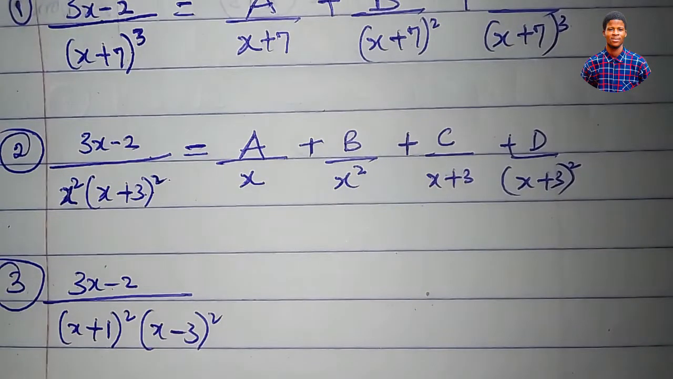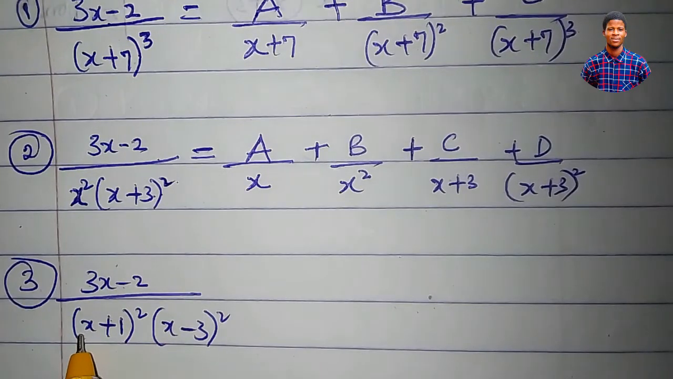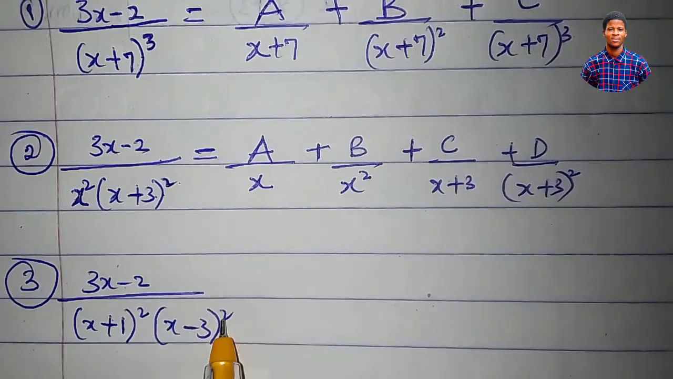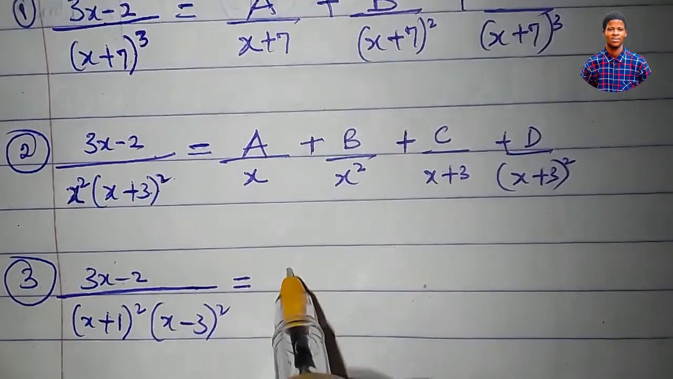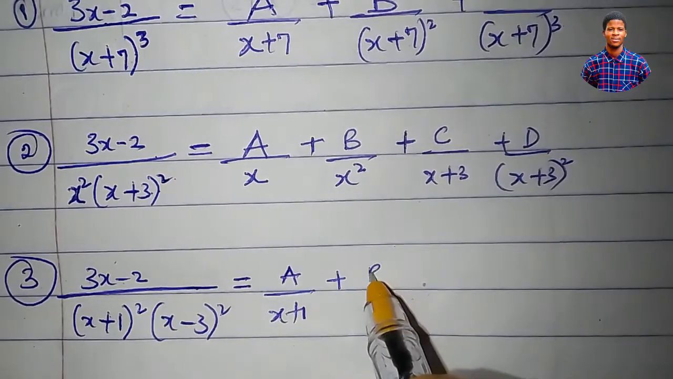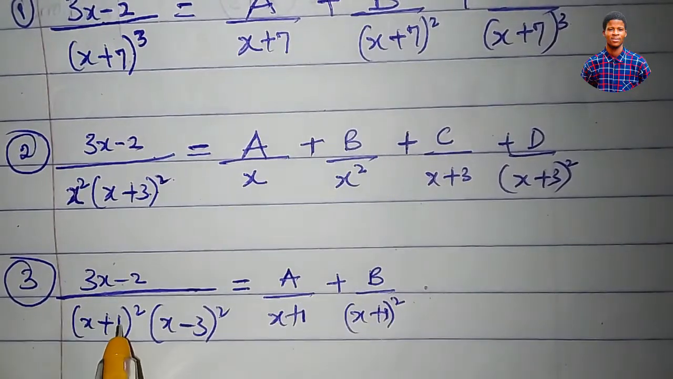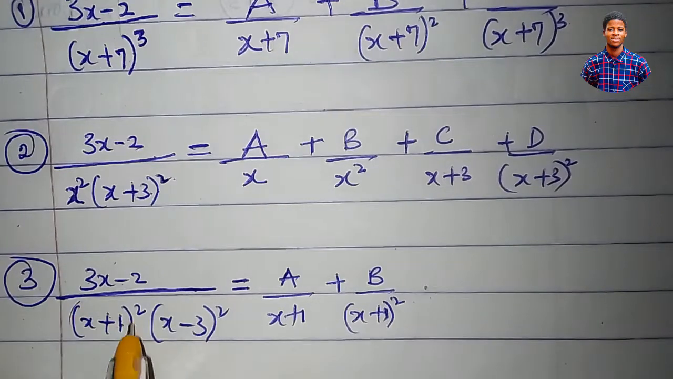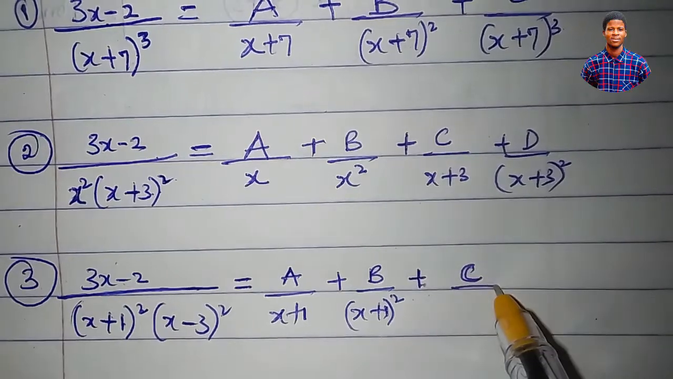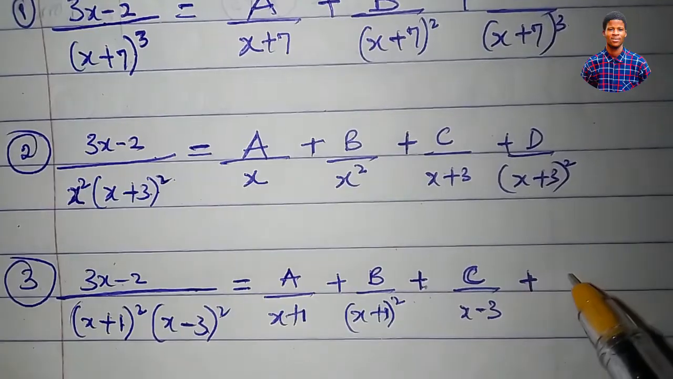Alright. Similar to that is what we have in number 3. At the denominator, we have x plus 1 squared, x minus 3 squared. So the resolution will be a all over x plus 1, plus b all over x plus 1 all squared. You get it? I've taken x plus 1. I will now take x plus 1 squared. Okay? Plus c now all over x minus 3. Then I will now take x minus 3 squared.